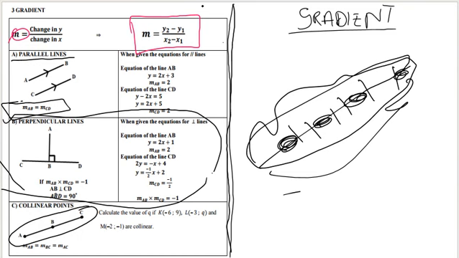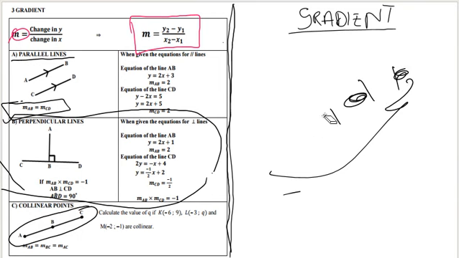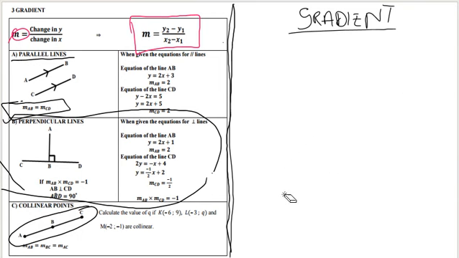Now let's go talk about the angle of inclination, as we will still be continuing with the gradient. Then after that we will do some practice problems, plus the equation of a straight line. Let me introduce the equation of a straight line.